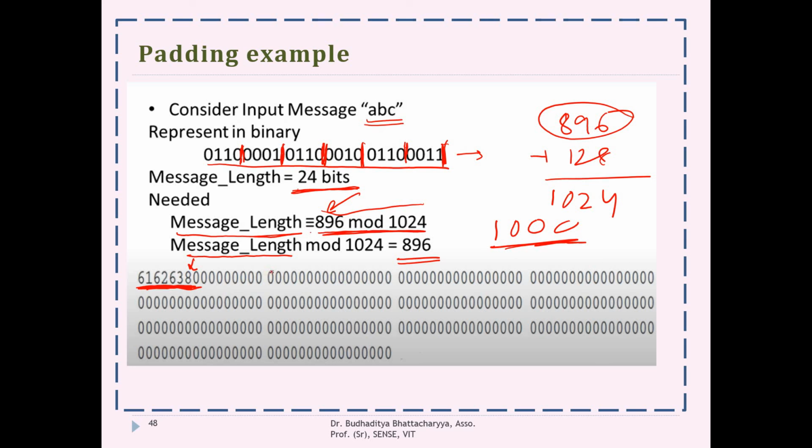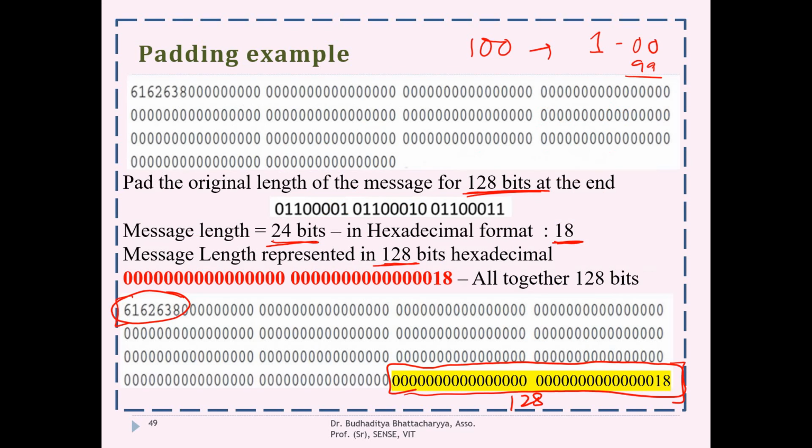This is the total number of zeros. The 1000 has 3 zeros, and then the rest are zeros, starting from here to here, which should count to 871. After that, we add the 128-bit representation of the original message length. Clear with the example? So that's how we pad a message of any length and make it 1024 or more. Let's take another example.